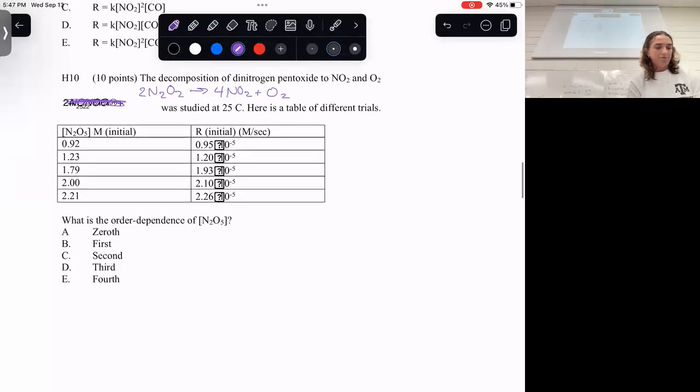Alrighty, for question 10, we have the decomposition of dinitrogen pentoxide to NO2 and O2, the reaction that I wrote in purple. It was studied at 25 degrees Celsius, and here's the table of your trials. This is just 0.95 times 10 to the negative 5. That's all that's supposed to look like. It's always times 10 to the negative 5. So what do we do to solve this type of problem?